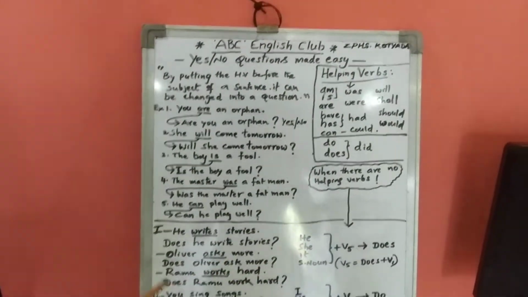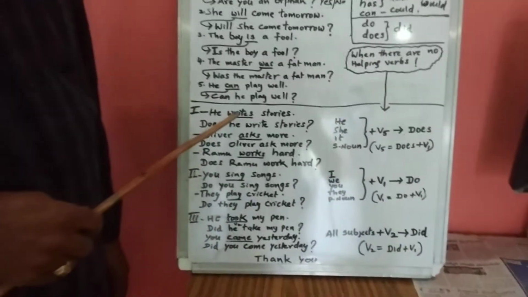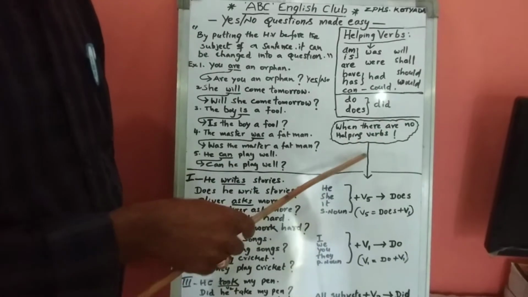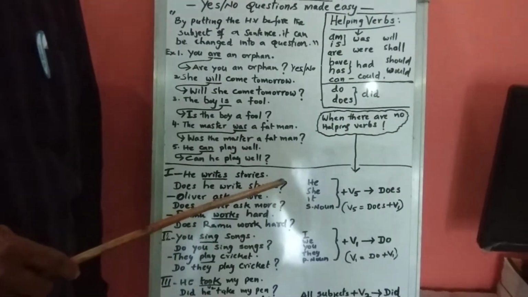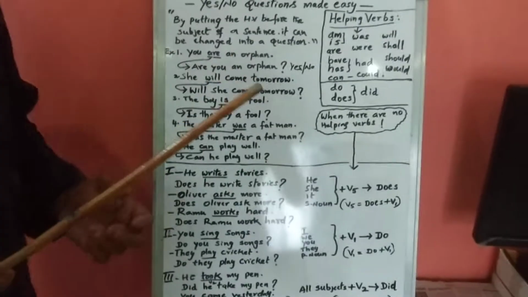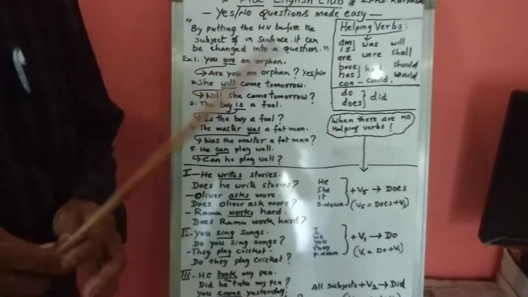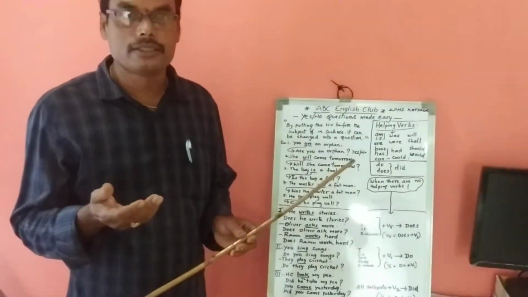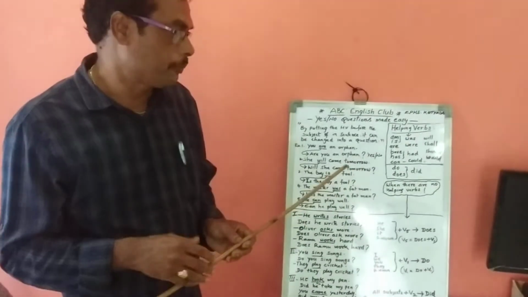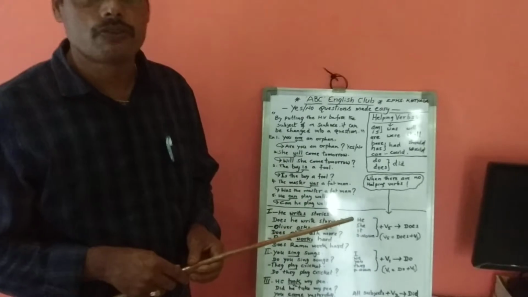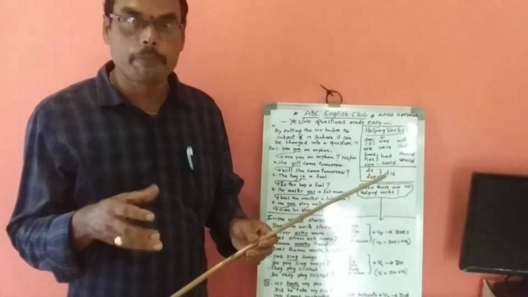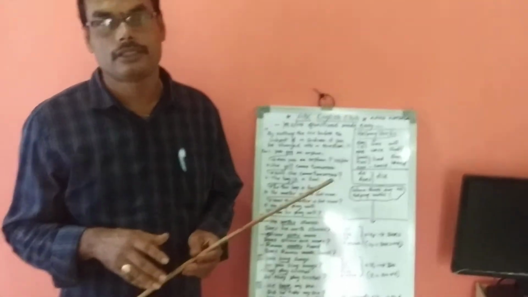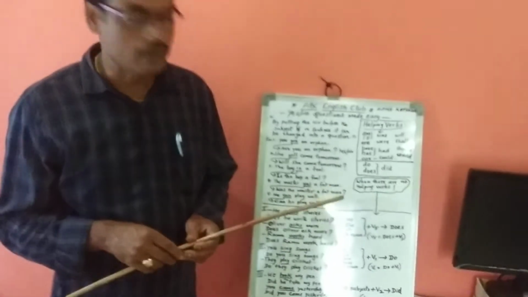And come to the second rule. Here look at the board. When there are no helping verbs, what to do? If you find the helping verbs in the statement, you can change the statement into a question easily. But if you cannot see the helping verb in some statements, what should you do? Mainly in simple present tense and simple past tense, you cannot find the helping verbs in them. So then what to do?